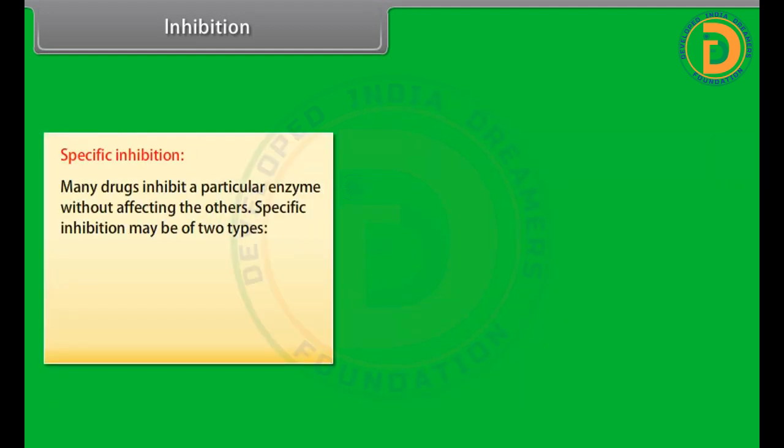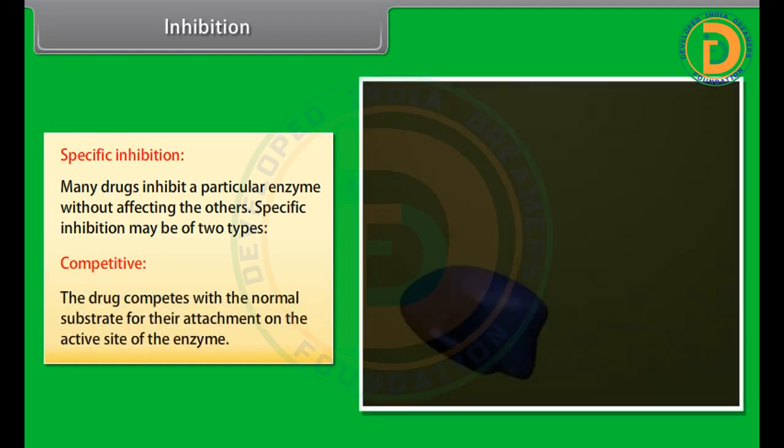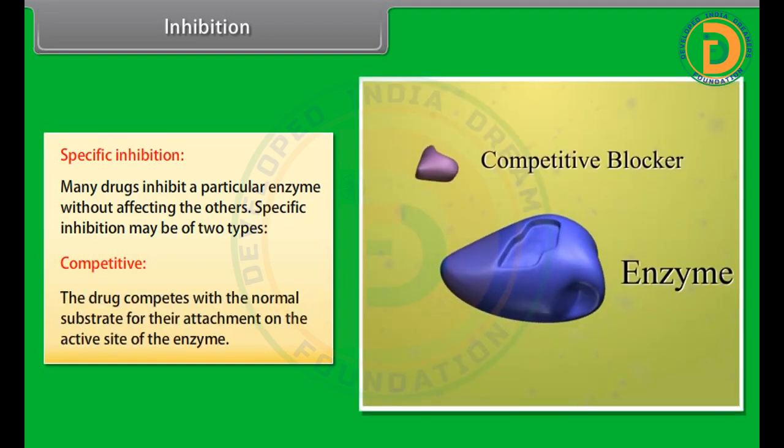Specific inhibition. Many drugs inhibit a particular enzyme without affecting the others. Specific inhibition may be of two types. Competitive: the drug competes with the normal substrate for attachment to the active site of the enzyme.